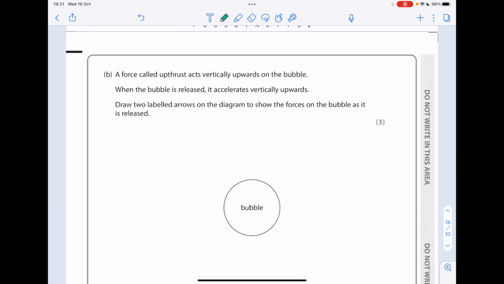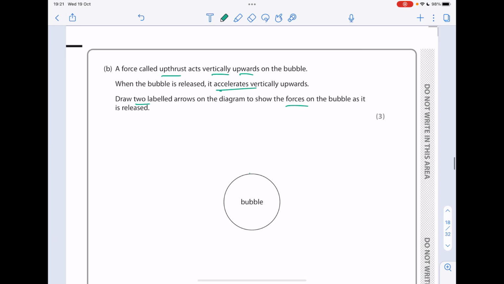A force called upthrust acts vertically upwards on the bubble. When the bubble is released, it accelerates vertically upwards. Draw two labelled arrows on the diagram to show the forces on the bubble as it is released. So we know that upthrust is acting upwards. It's told us that. Let's label it.